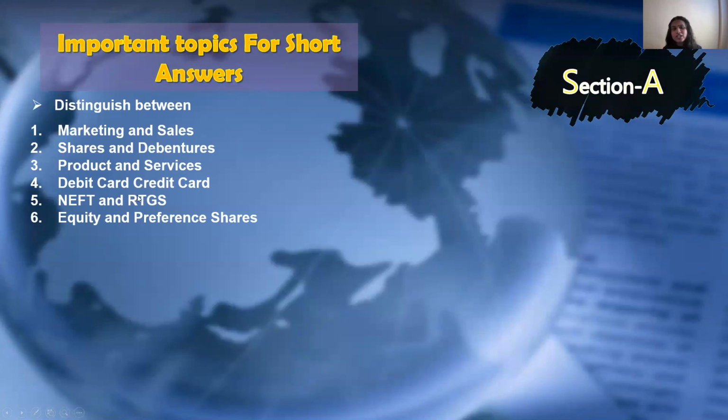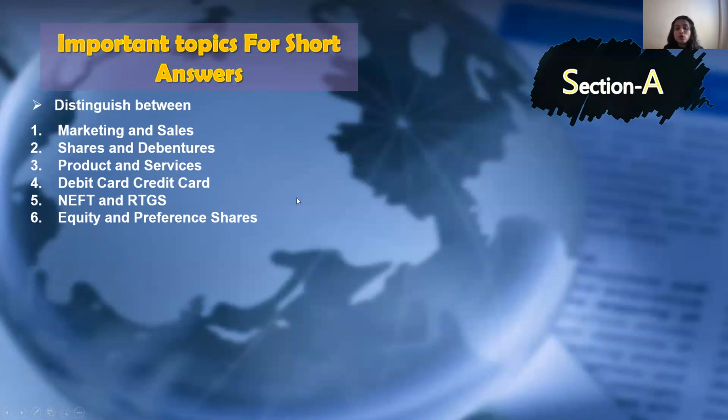If not shares and debentures, they might ask equity and preference shareholders, right? Product and services. If not product and services, then they might ask advertising and sales promotion, right? Debit card, credit card, NEFT, RTGS. So these are all important concepts when it comes to distinguish between. Of course, central bank and commercial bank.